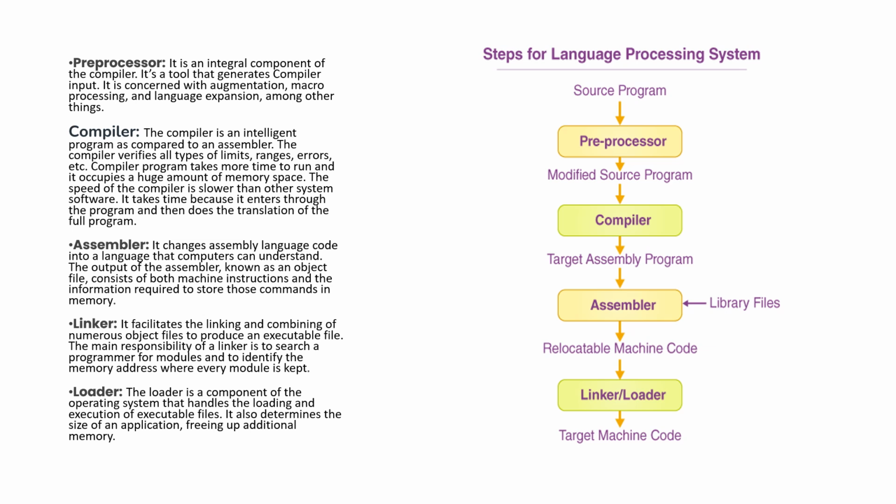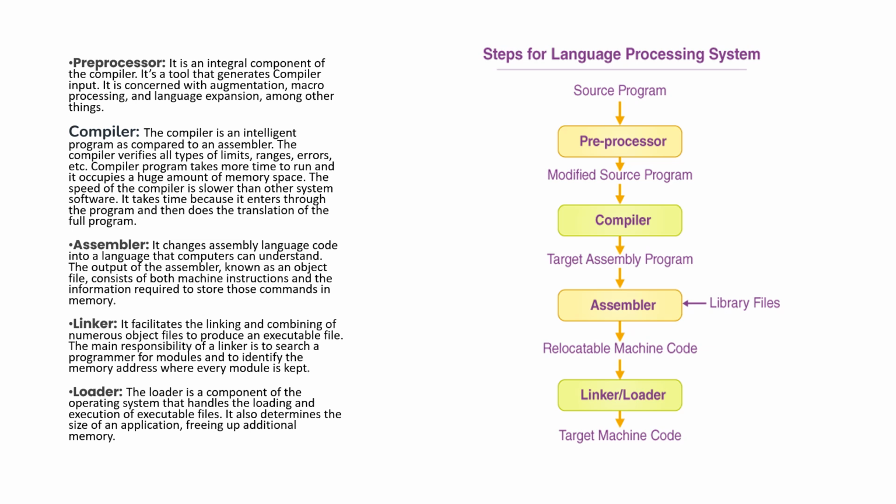Preprocessor takes the high level program and translates it into the modified or pure source program. What does it mean? The preprocessor is basically an integral part of the compiler system, and it is a tool that generates a compiler input. It is concerned with macro processing and language extension, among other things. It also removes white spaces and comments, which are not useful for translating the program. That's why it pre-processes the given program into the pure high level program.